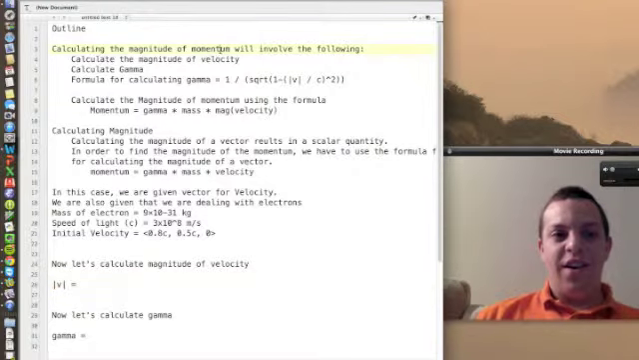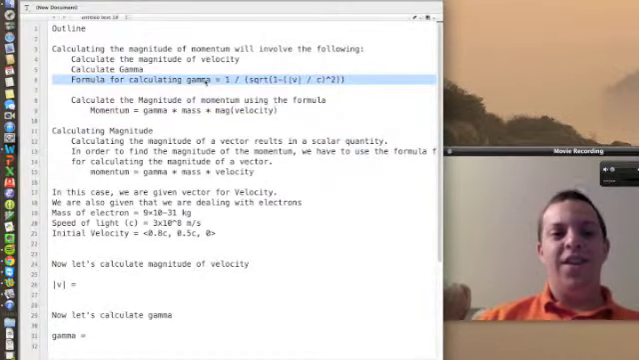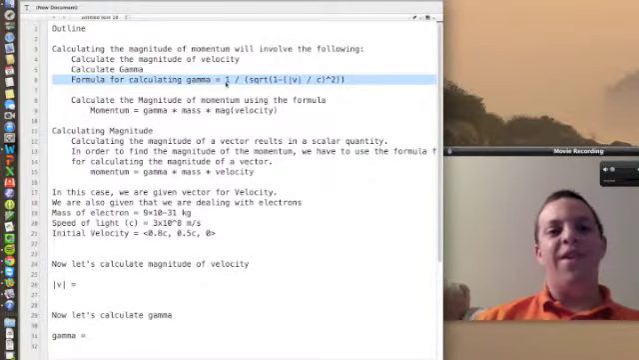So in order to calculate the magnitude of the momentum, we're going to need to first know our momentum formula, which is gamma times mass times the magnitude of velocity. Now, gamma is a quantity which allows us to calculate the momentum of particles that are moving at very fast speeds, like electrons, and it has a formula which is 1 over the square root of 1 minus the magnitude of velocity over c, which is the speed of light, and we're going to take that quantity and square it.